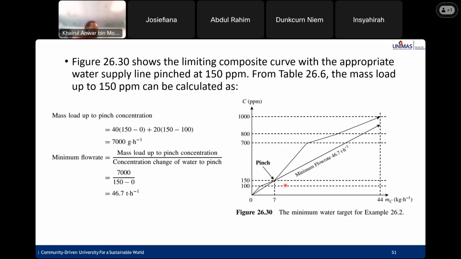At the pinch. So right now, if you want to understand why we do pinch, we do pinch because we want to know the minimum: say the minimum energy required for the system, minimum flow rate.